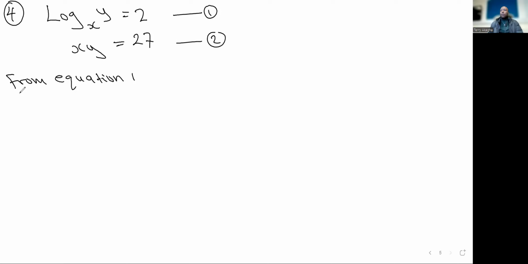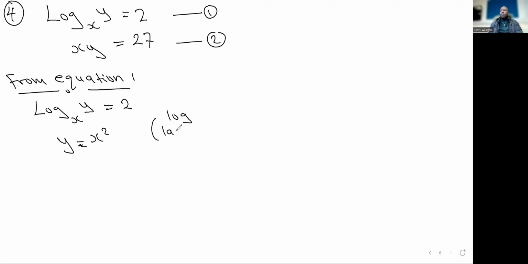Okay, from equation 1, we have log y to base x is equal to 2, right? So that means we now have y will be equal to what? X squared. Are you seeing it? So y is equal to x squared. We applied law 13, converting index to logarithm. Now we've gotten this.